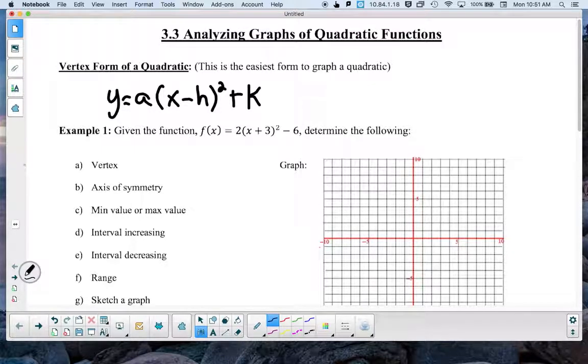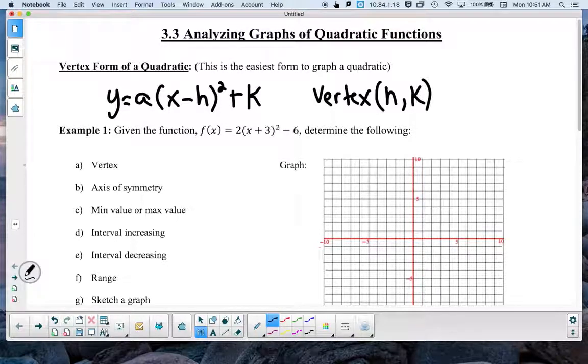So we can quickly pull out the vertex as an ordered pair as (h, k). So whatever your h and your k value are, just pull those out, and that's your starting point for your vertex. So in example number 1, we have a function. It is in vertex form.